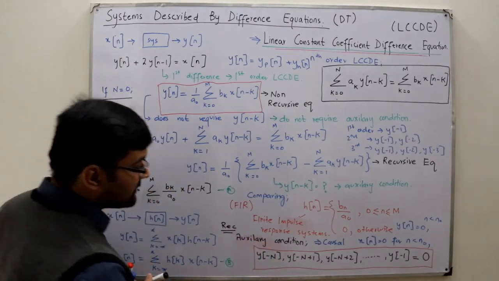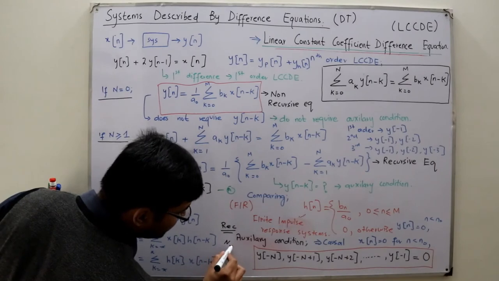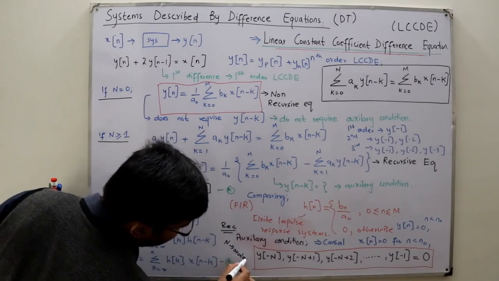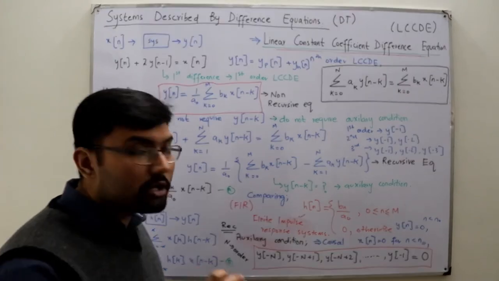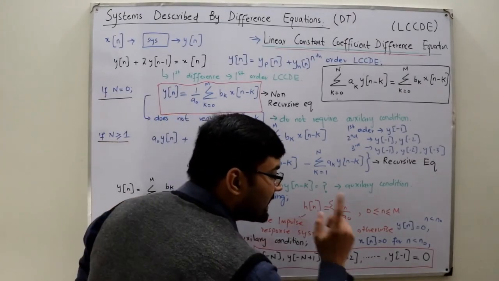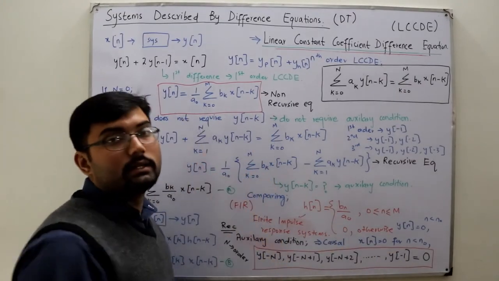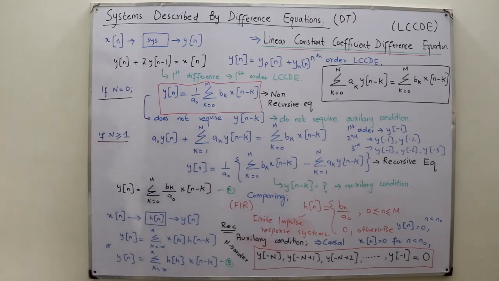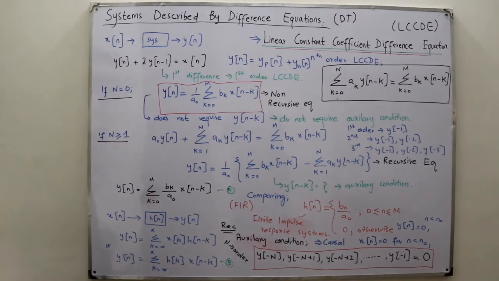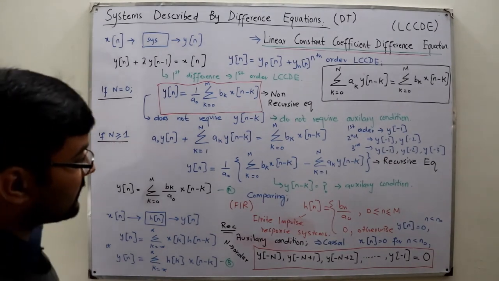This n is representing what? This n is representing the order of the equation. And I believe now this point is clear. If n is representing the order of the equation, you need to start from y of negative 1 till the order, y of negative n. And that's it. I believe I have an example to solve, so let's say I solve it in the next video.